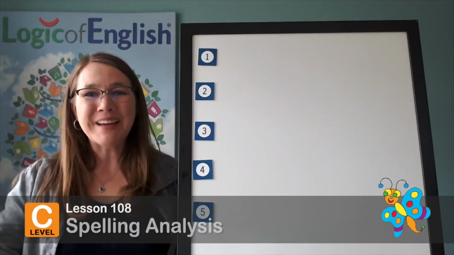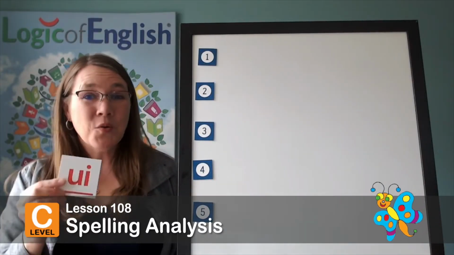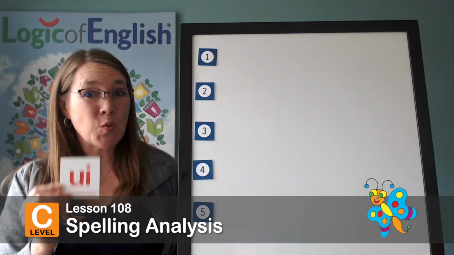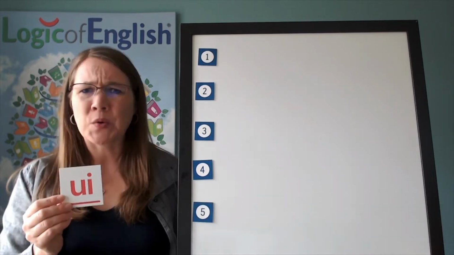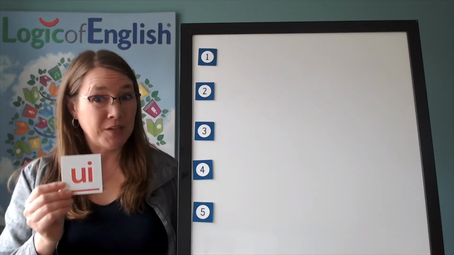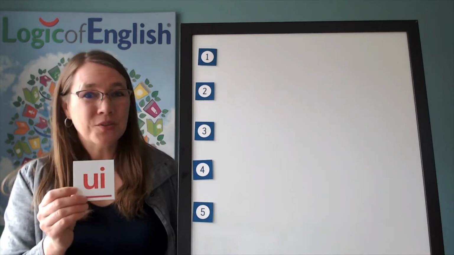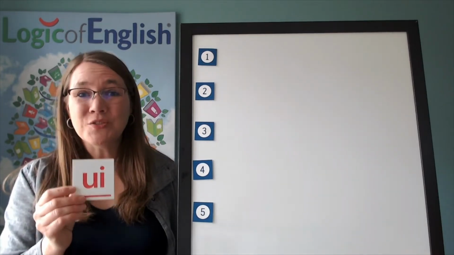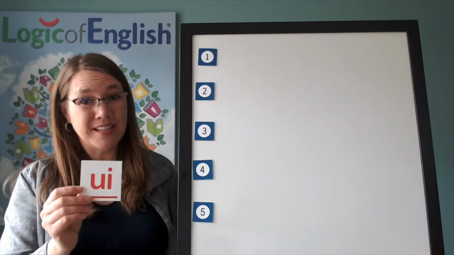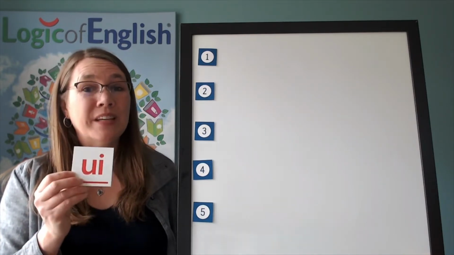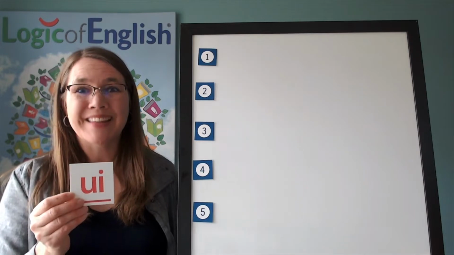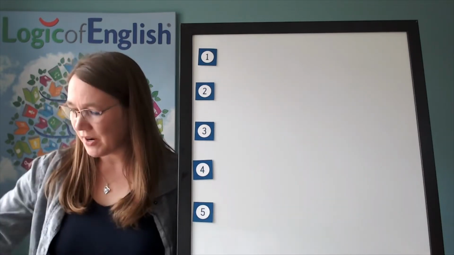It's time for spelling analysis, and today we get to use our new phonogram, oo. Now, if you hear oo at the end of the word, will we use this one? No. Why? English words do not end in I, U, V, or J, so we cannot use this at the end. So be listening for oo in the middle.